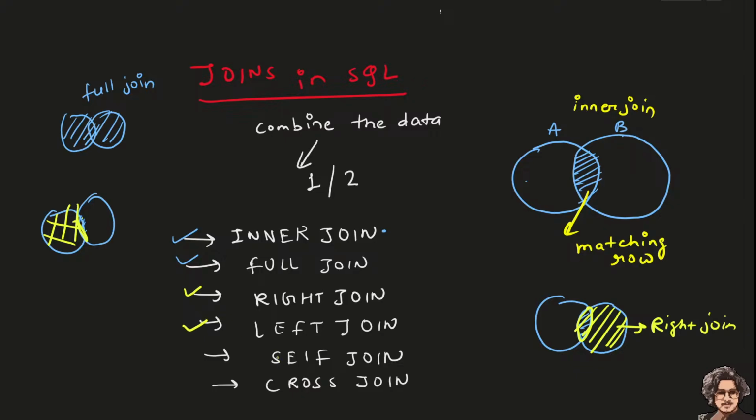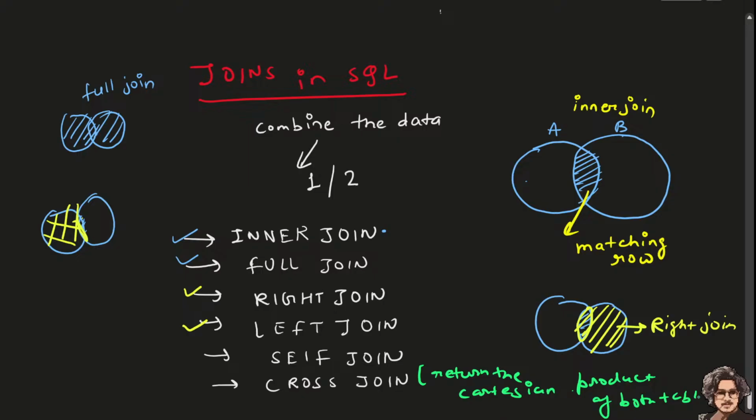What is a self join? A self join joins a table with itself. Joining a table with itself is known as a self join. Cross join returns the Cartesian product of both tables. So cross join means it returns the Cartesian product of both tables. These are the different types of join we have seen.